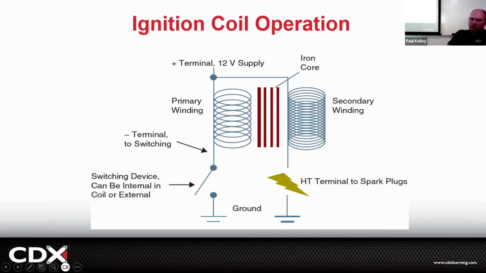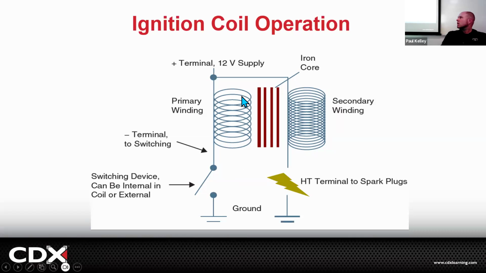If you were to look at it a little bit zoomed in, here's what we got. Let's get 12 volts going right here to the primary winding. Remember, this primary winding doesn't have that many rounds, right? And then it's going to go to the switching terminal. What the heck is the switching terminal? Well, it depends. That's why we have to cover some of the different systems. The switching terminal is what's going to control the dwell.